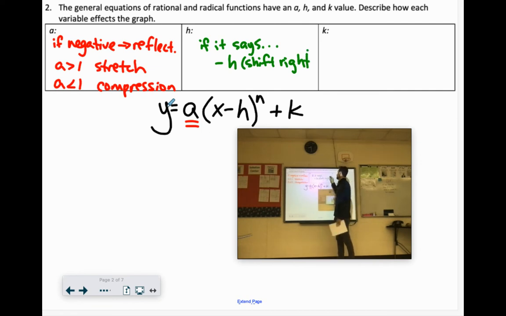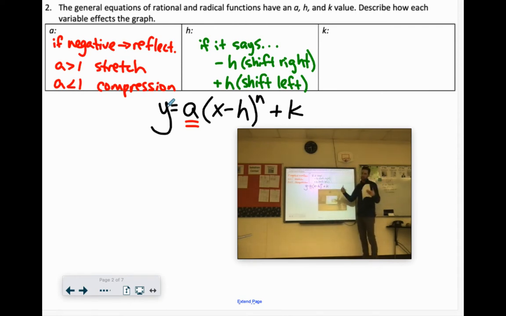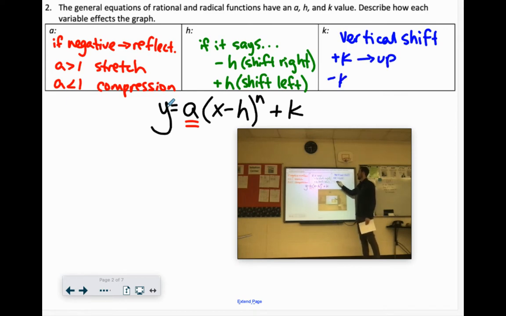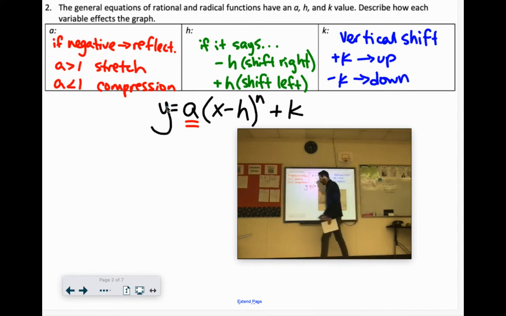If it says plus h, you shift left that many units. Easy enough. And then k, the number at the end that isn't grouped with the x with multiplication or in parentheses with it, that would give you your vertical shift. So if it says plus k, you go up. So minus k, you go down. Splendid.